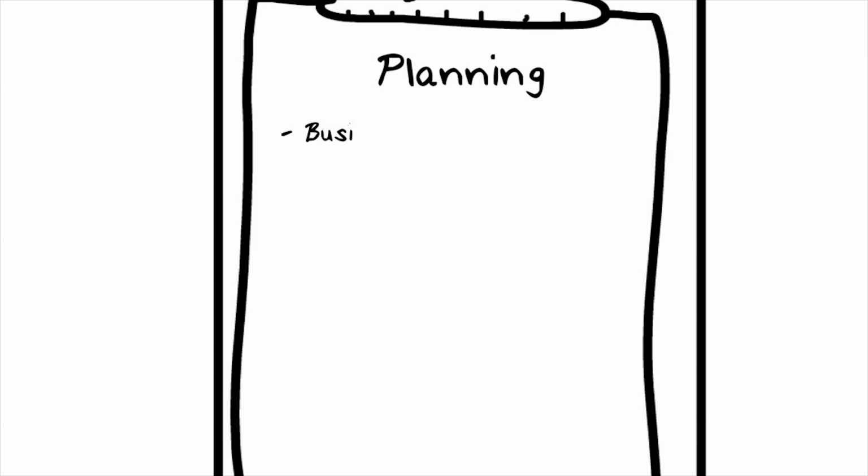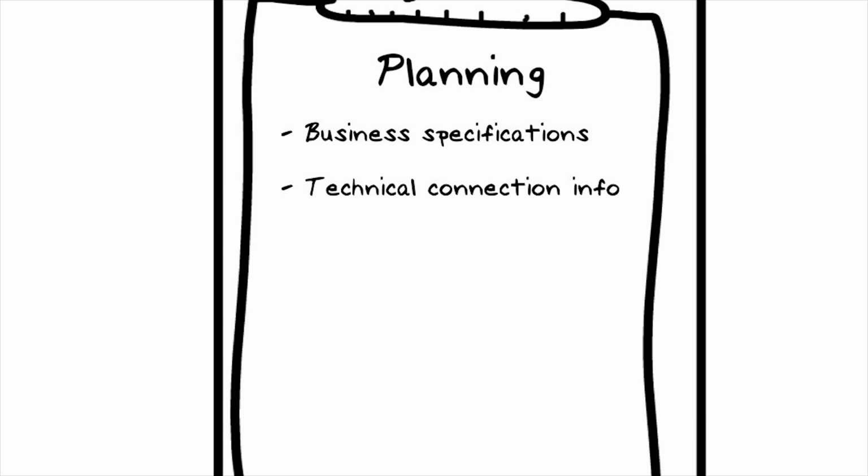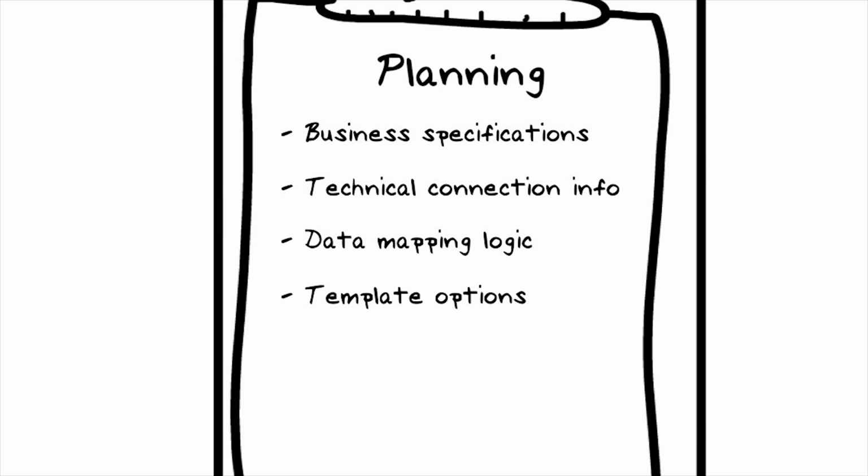Ensure that the business specifications are clearly defined. This will help you understand your target structure. Identify technical connection information for your source and target data stores. In our example, this would be the sales database and the sales analysis application. Define your data mapping logic. In other words, what transformations, such as aggregation, filters, or groupings, need to occur. Find out if there are any predefined task templates available for your application.